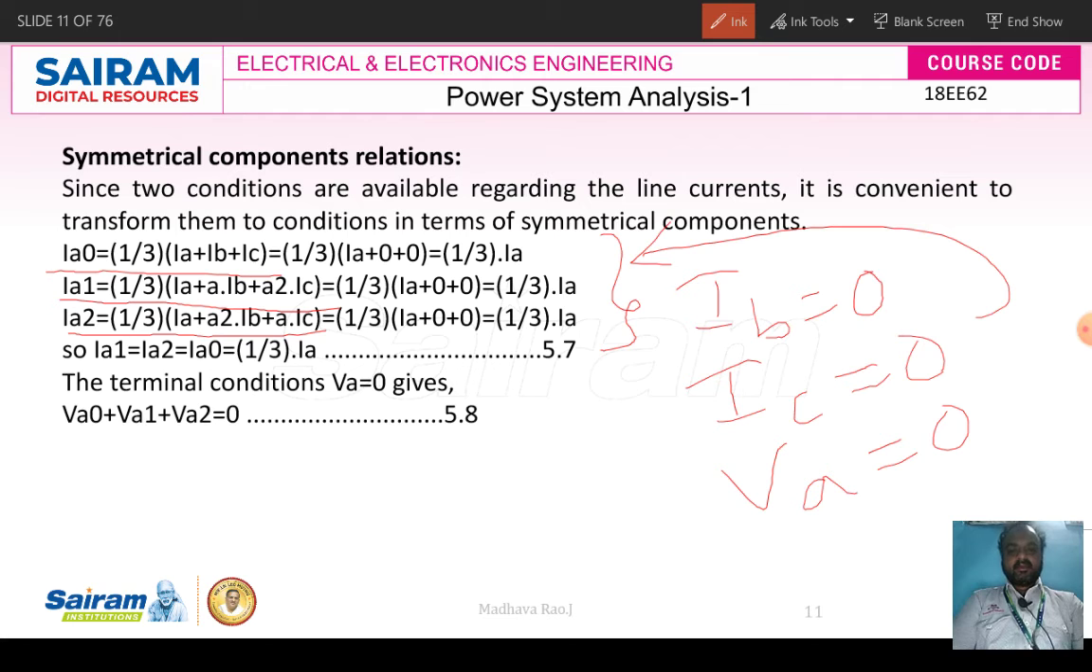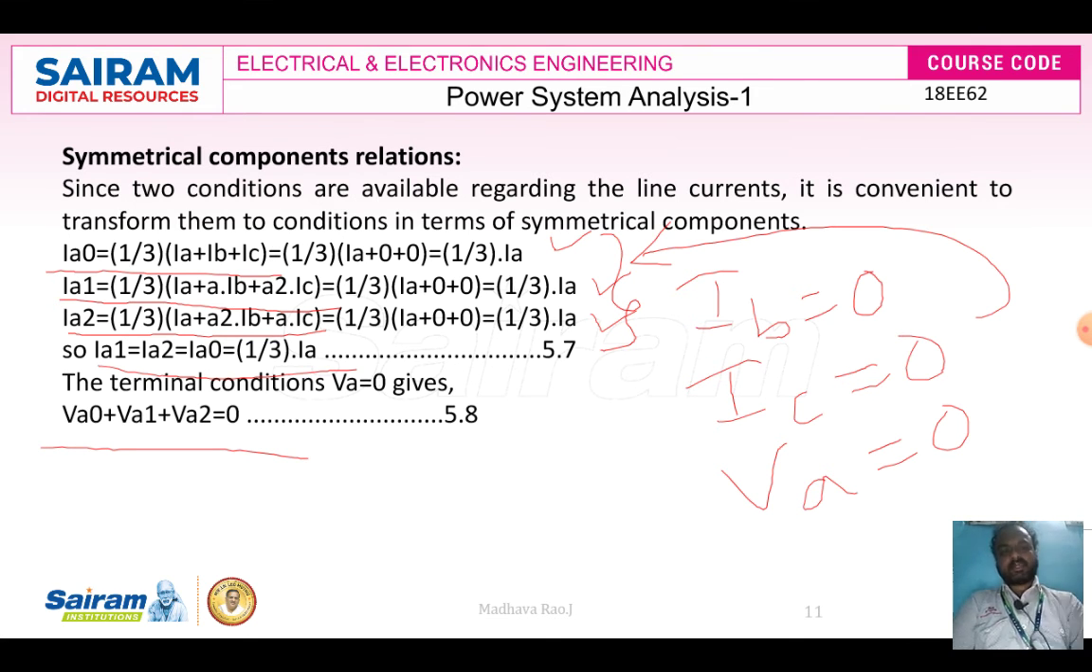Okay. So if you substitute, we will get 1 by 3 into IA. So here we can write IA1 is equal to IA2 is equal to IA0 is equal to 1 by 3 IA. Now the terminal voltages. Here we know VA is equal to 0, so the summation of all symmetrical voltages, VA0 plus VA1 plus VA2, is equal to 0.